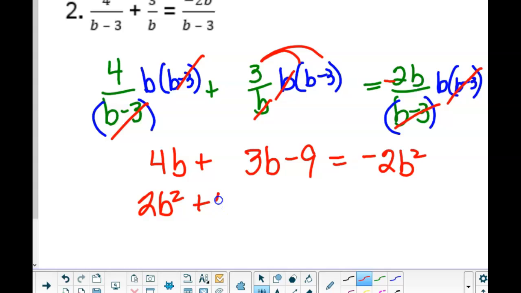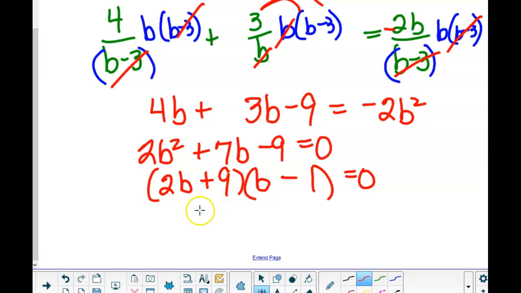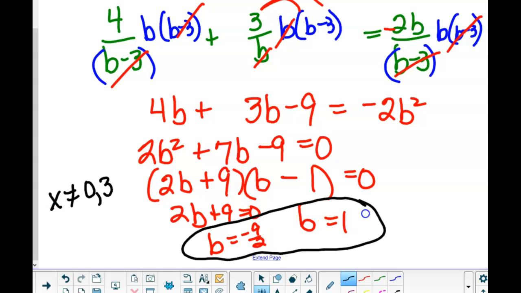Add my 2b terms together, so I get 7. Oh dear. Well, I think it's going to factor 9 and 1. B and B, 9 and 1, positive 9, negative back there. Does that work? 2b squared plus 9b minus 2b would be 7b minus 9, yeah. So I get b equals negative 9 halves, or b equals 1. Either one of those have to go in the garbage? What are the two things b could not be from our original? 0 and 3, and we didn't get either one of those, so both of these work. Okay?